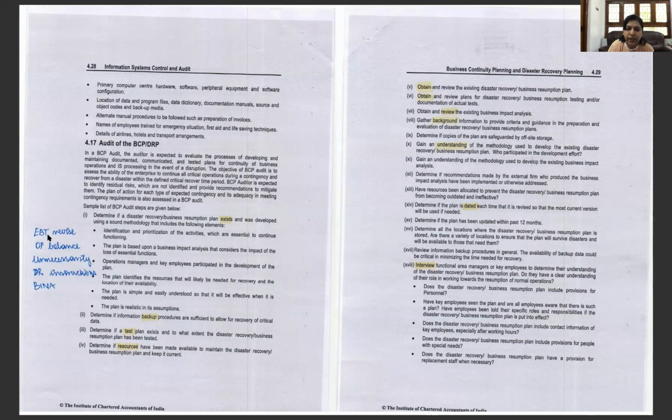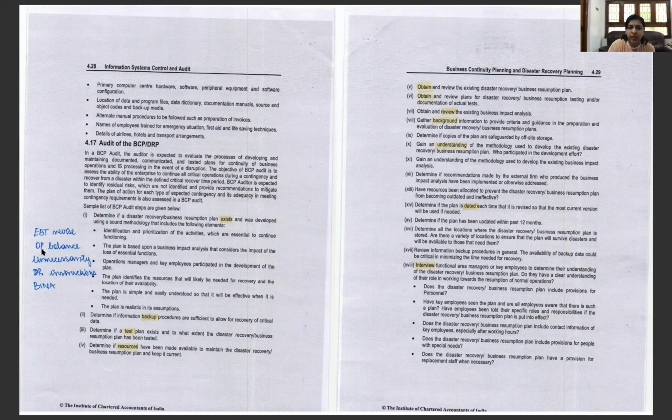So what is EBT? Audit of EBT: E for existence of the plan, B for backups, and T for testing. So EBT, what does it mean? The plan exists, B for backup, T for testing. And the next one is R, that is Revise here, but it is resources. What we are talking about is the critical activities and the resources which are necessary to maintain the critical activity. So next is the resources.